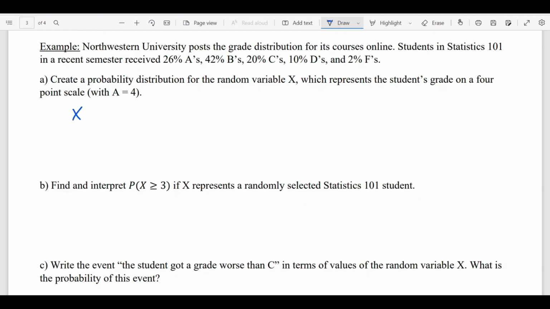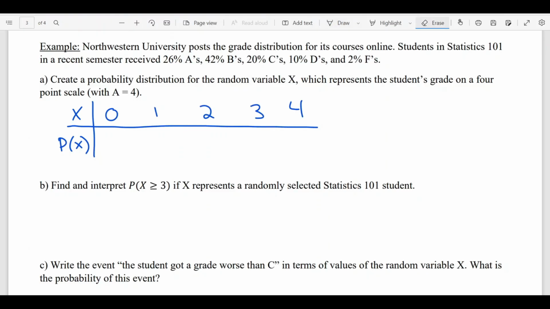So I'm going to write X and then the probability of X. Now the order that you write these in is up to you. You could write this as 0, 1, 2, 3, 4, or it's not a big deal if you write it as 4, 3, 2, 1, 0. You could really write this either way.